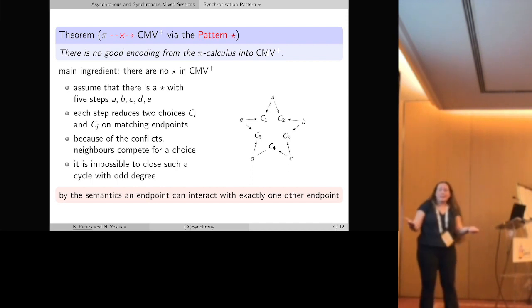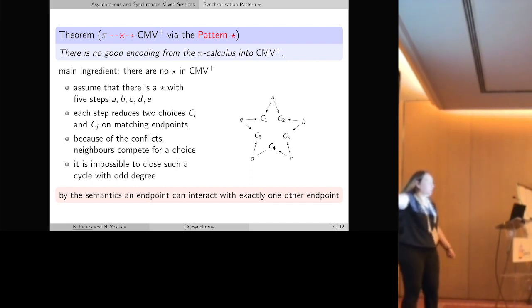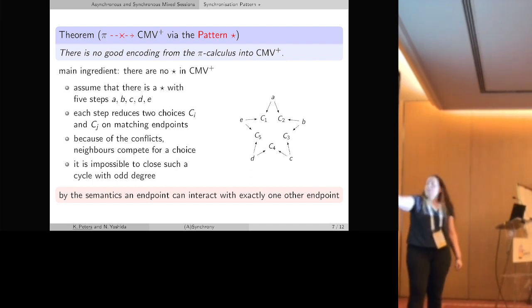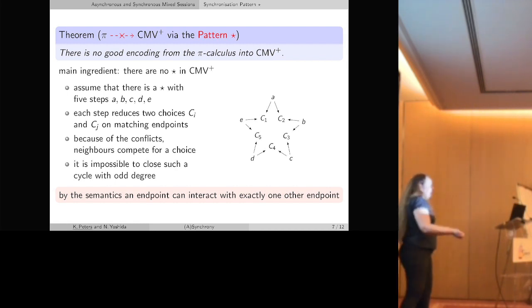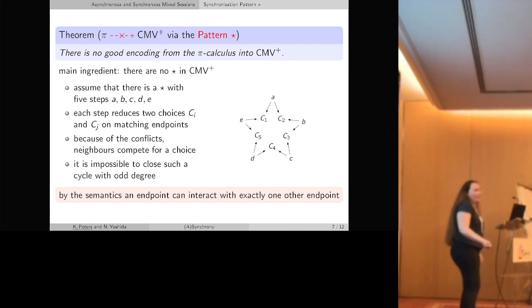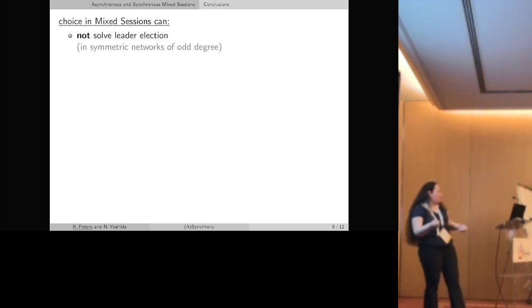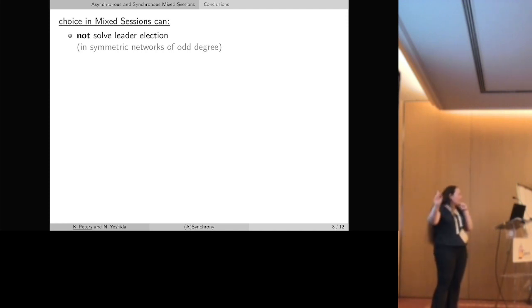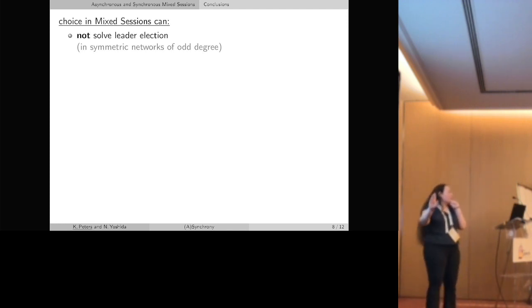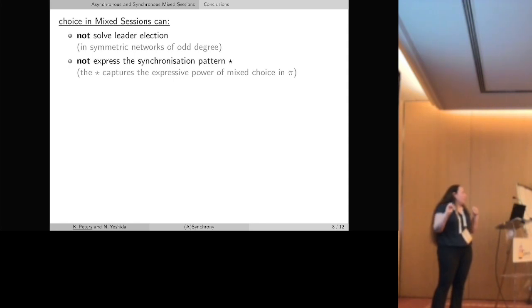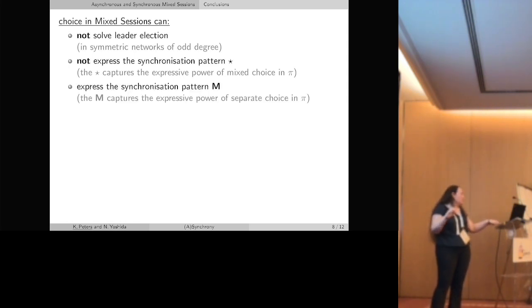And here the reason is the semantics. You don't find the stars because a channel endpoint can interact only with one other channel endpoint. Right? That's why you don't find them. Okay, so to sum up this part, you cannot solve leader election in symmetric networks of odd degree. You cannot express the pattern star.